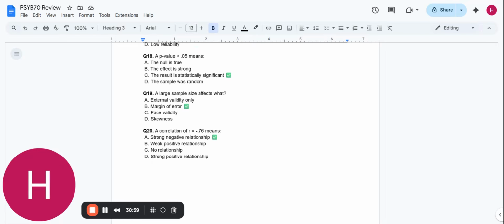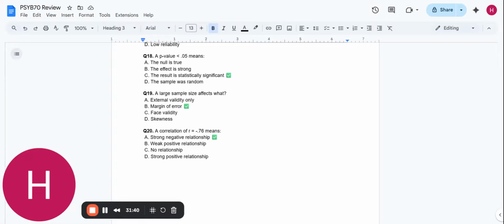A p-value less than 0.05 means that the results are statistically significant. So it's important for you to know this term. When we have a p-value less than 0.05, it means that it's not likely that the results are due to pure chance, and it means that we have a statistically significant result. So the p-value doesn't have anything to do with the randomness of the sample, and it also doesn't have anything to do with the effect itself. We just know that our results are statistically significant or reliable. We don't know whether the effect is strong or not.